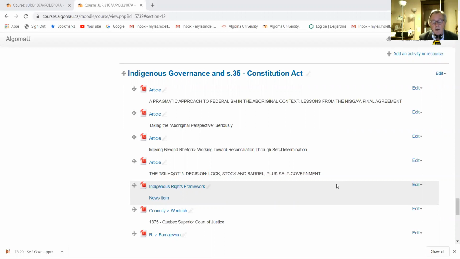The PowerPoint also talks about the position of the Assembly of First Nations on Indigenous sovereignty. I've given you some references to self-governance within the context of modern treaties. We talked about that last day. And lastly, there's a short segment on the creation of Nunavut in the 1990s, which is the most recently created territory in Canada. And it's basically an Indigenous territory that operates within the terms of a territorial government. Okay, so I'm going to basically leave that with you.